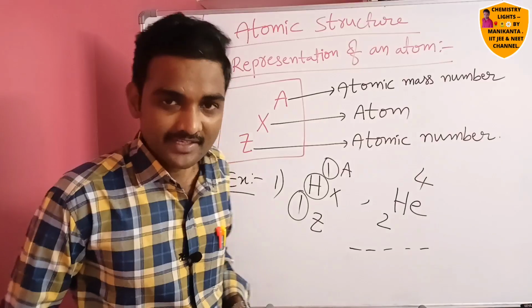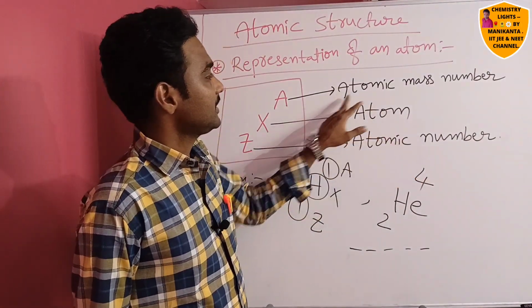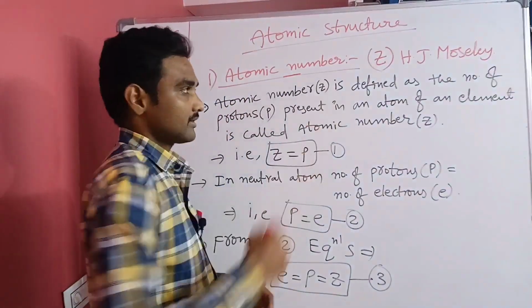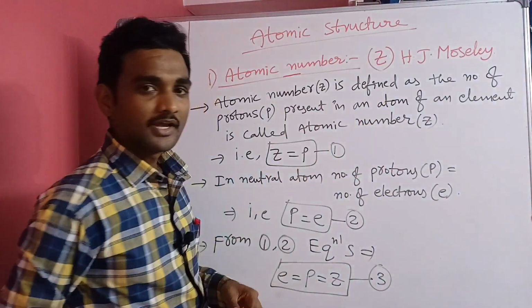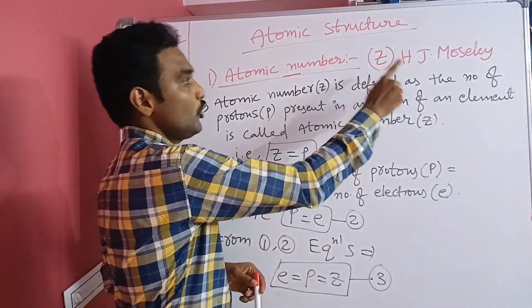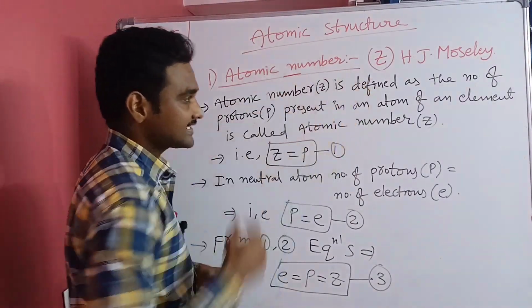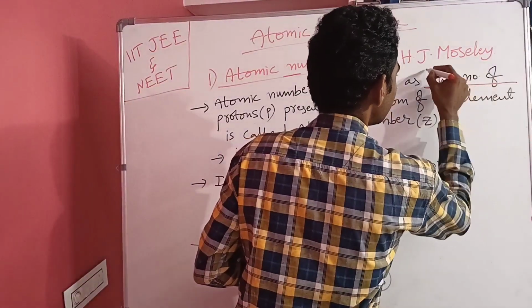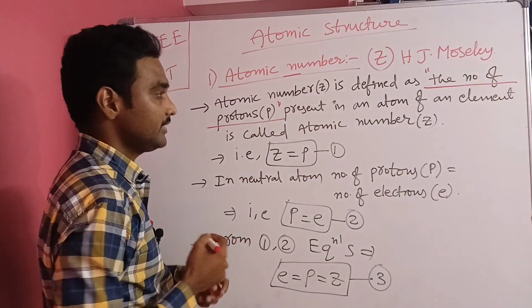Okay, now let me discuss the definitions for atomic number and atomic mass number. First, atomic number. It is represented with the letter Z. It was proposed by Moseley. Atomic number is defined as the number of protons present in an atom of an element.